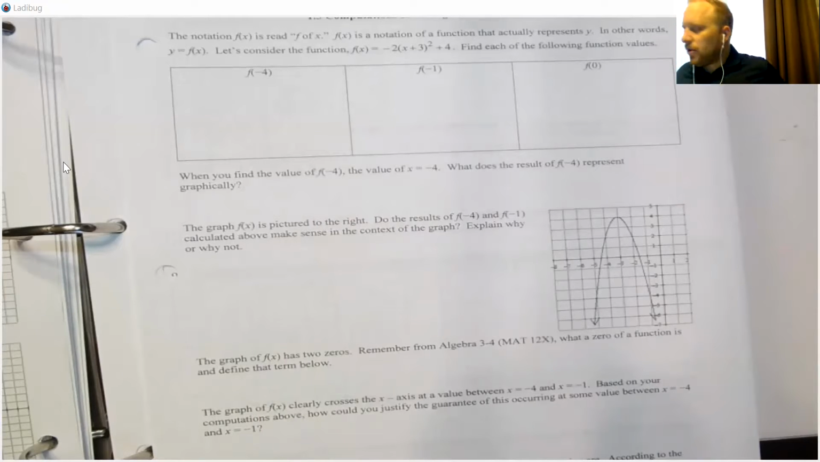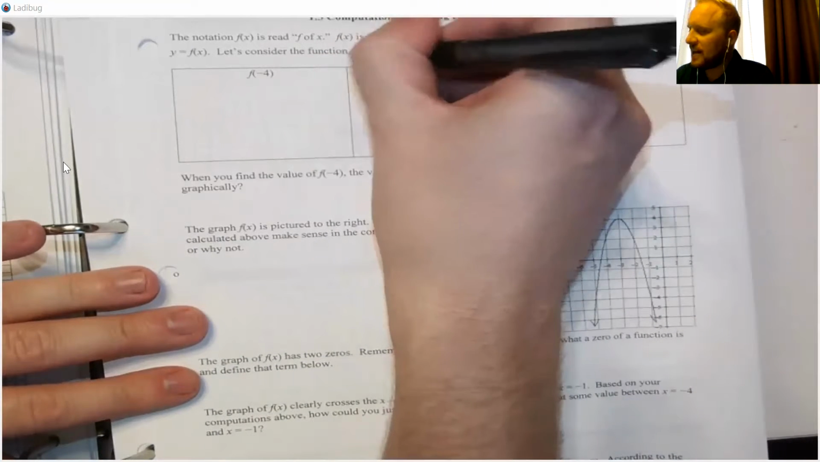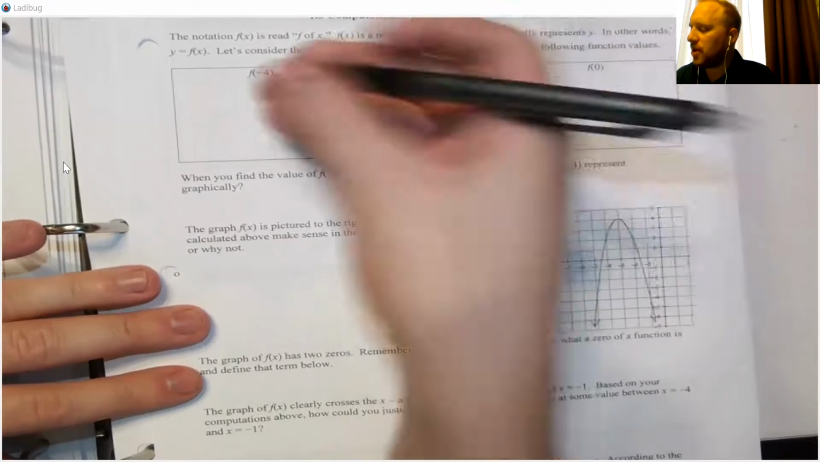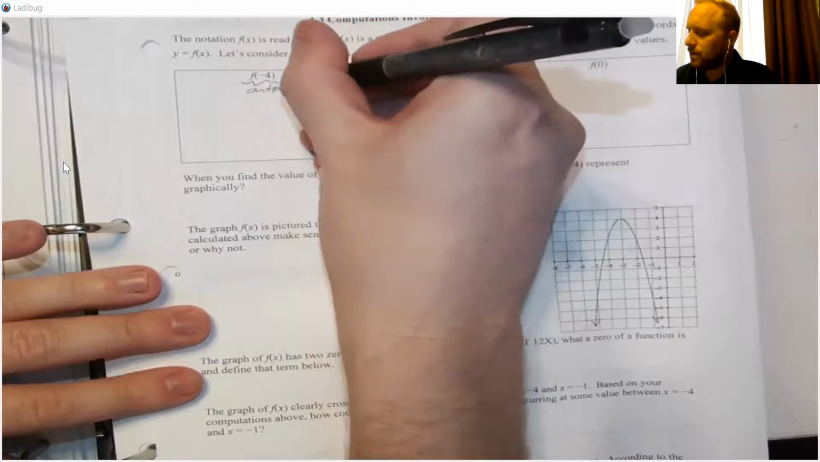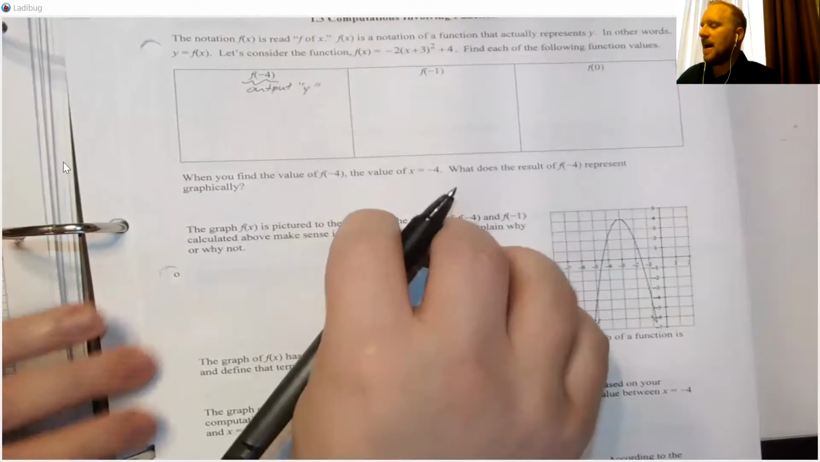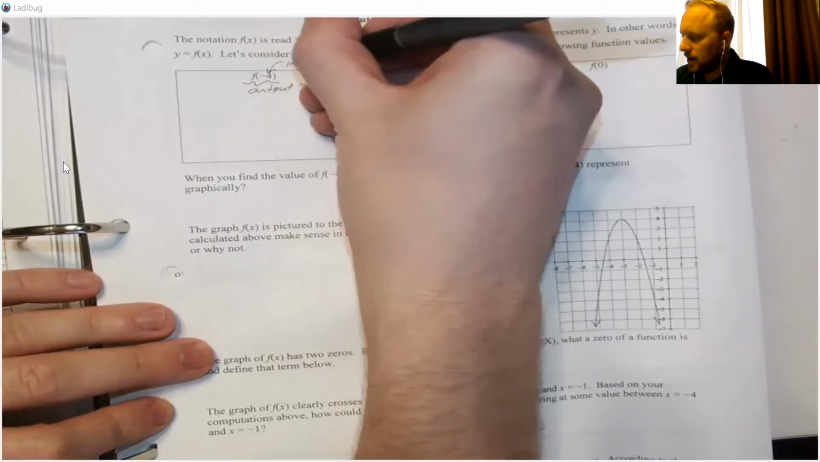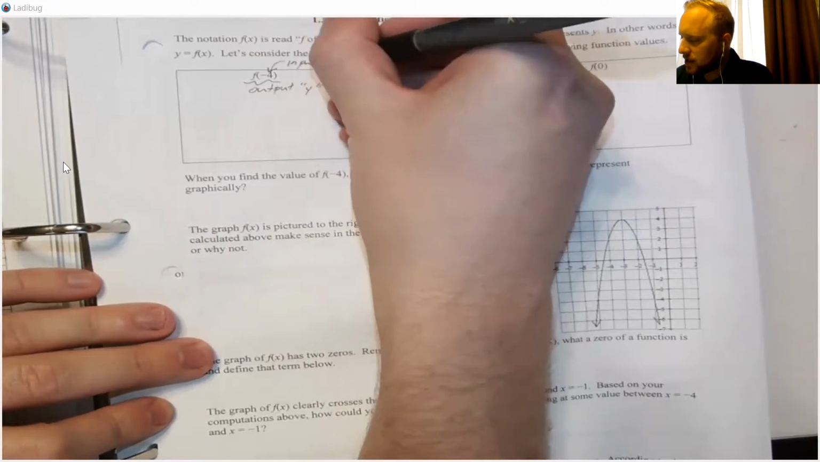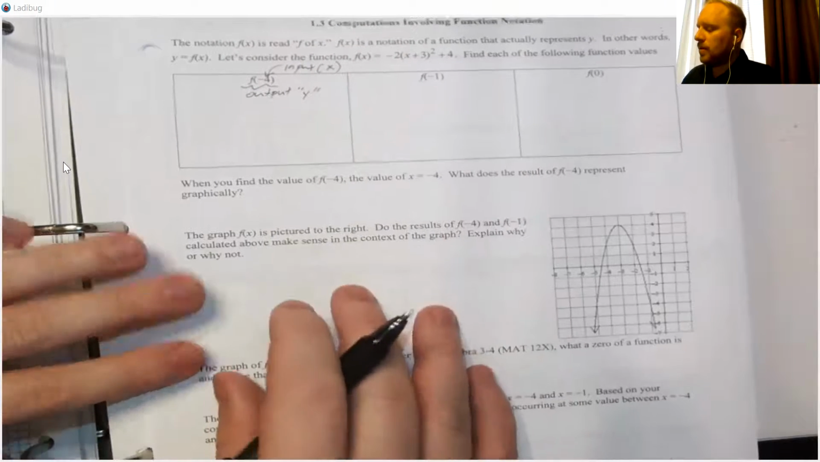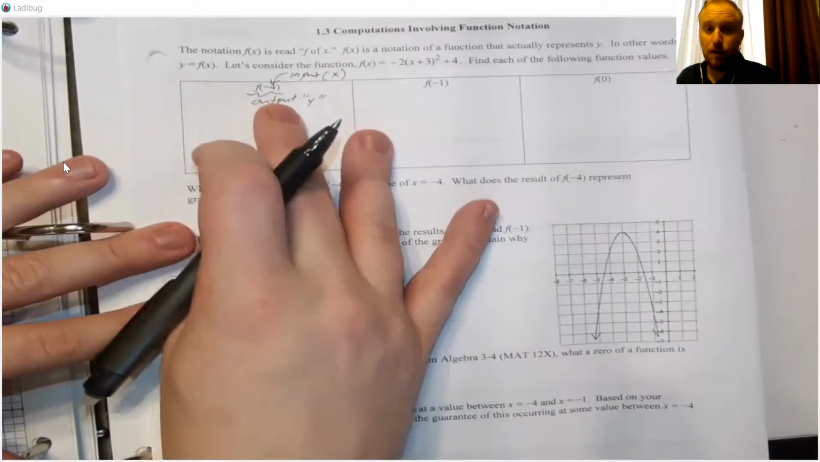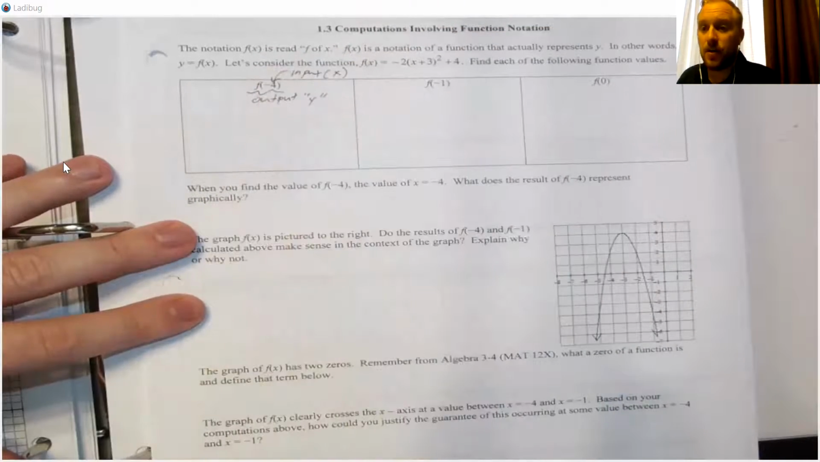When we look at functions, we have to remember that this whole thing right here represents our output, which is the y value. And the value inside is called our input, in this case, the x value. So when we evaluate f of negative 4, we're plugging a negative 4 wherever we see an x value in the function.